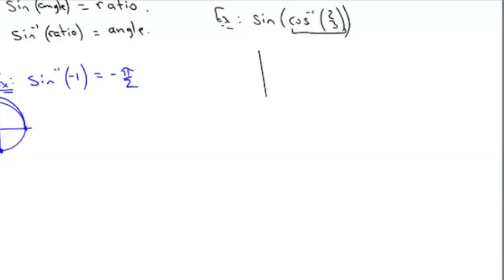So you draw your picture. What quadrant will it be in? It would be in the first. Why? The ratio is positive, so it's in the first quadrant automatically. So you draw a triangle in the first quadrant. How do you label the sides? However you want to. Two's on the bottom, and then three's the hypotenuse.